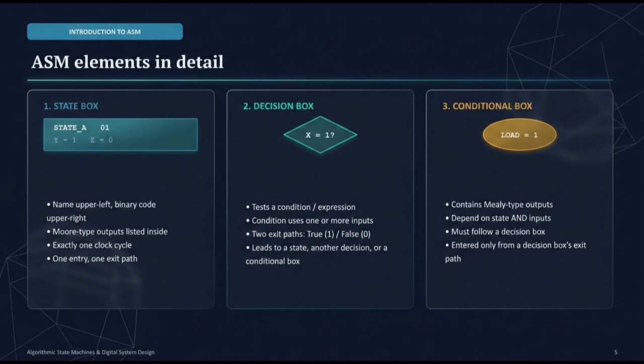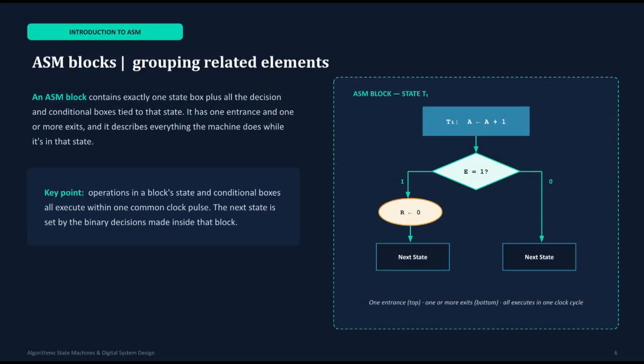Now that we know the individual pieces, let's see how they group together into a single, testable unit of behavior, the ASM block. An ASM block contains exactly one state box, plus all the decision and conditional boxes tied to that state. It has one entrance path and one or more exit paths, and it describes everything the machine does while it sits in that state.